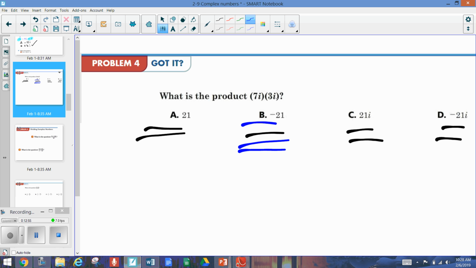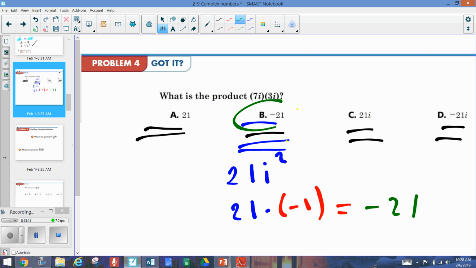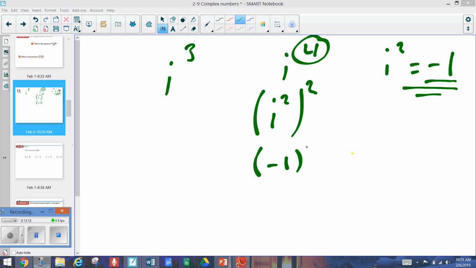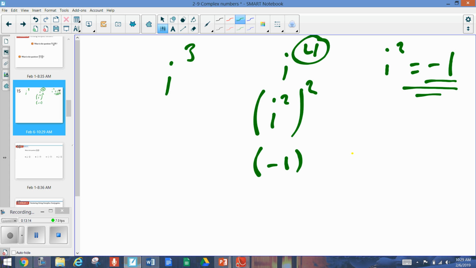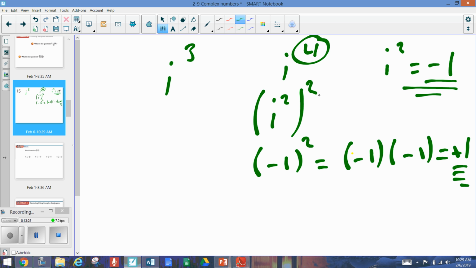7i times 3i is equal to 7 times 3, there you go. What was i squared? Times negative 1. 21 times negative 1 is equal to negative 21. Good job. Negative 1 to the power of 2. So what is that equal? Positive 1. Okay, if the exponent is even, it's always going to be positive.